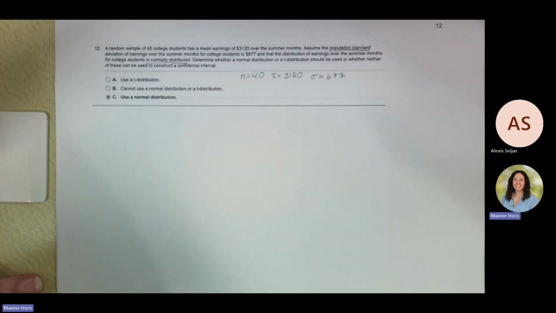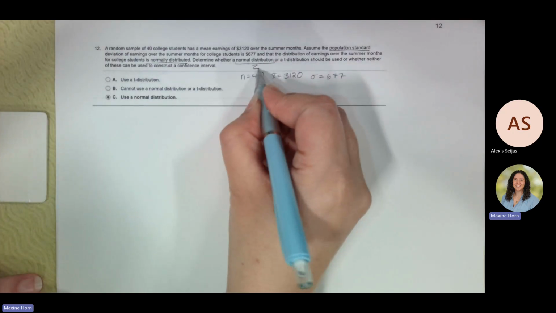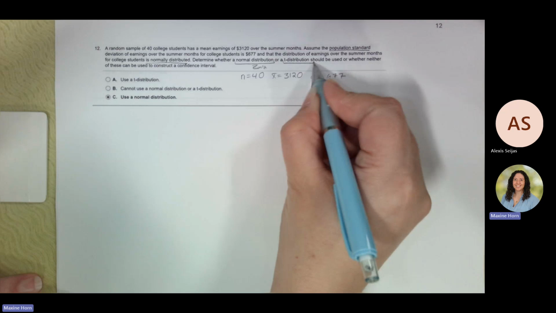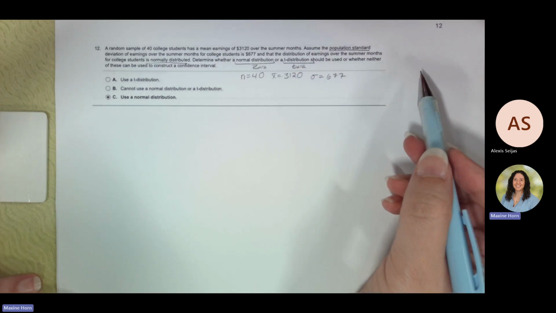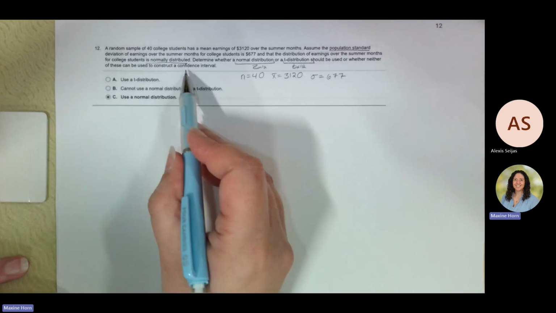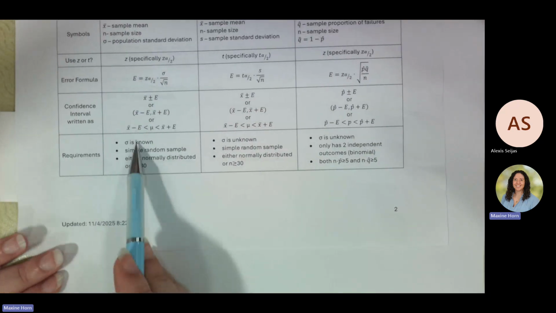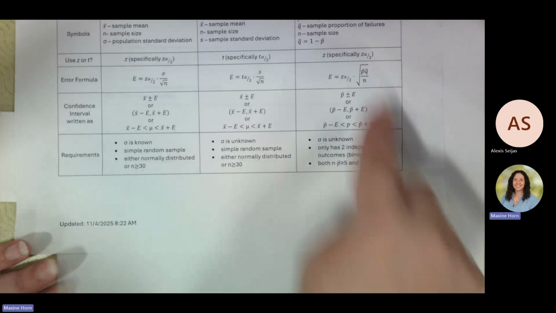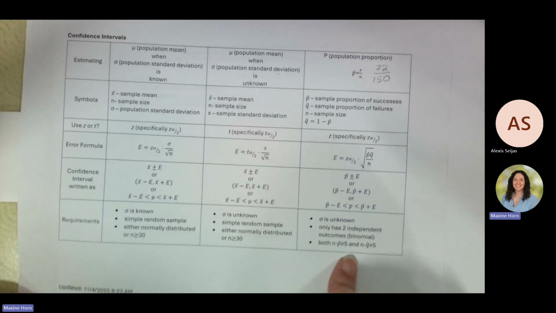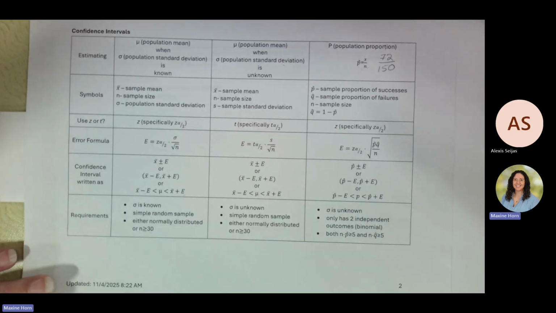Determine whether a normal distribution or a t distribution should be used. If I'm doing a normal distribution, I'm doing a z alpha halves. If I'm doing a t distribution, I'm doing a t alpha halves. Determine which one of those should be used or whether neither of these can be used. So again, we're going back to our requirements, right? Well, for anything, this is not a proportion problem, so we're not doing this one. We're looking at means here. So we're saying, does it fit this criteria or neither criteria?